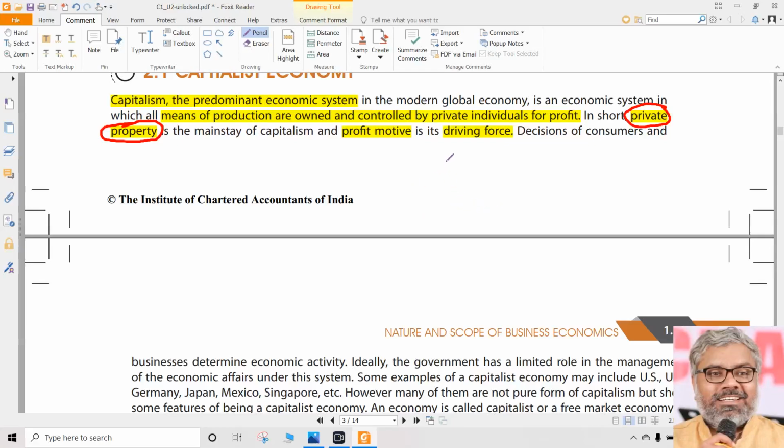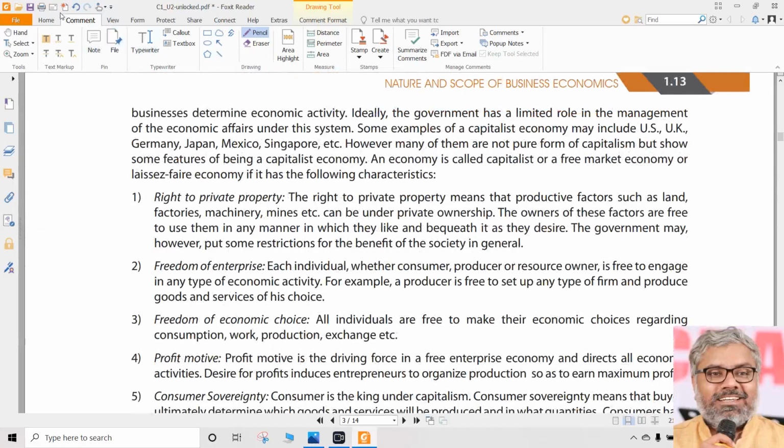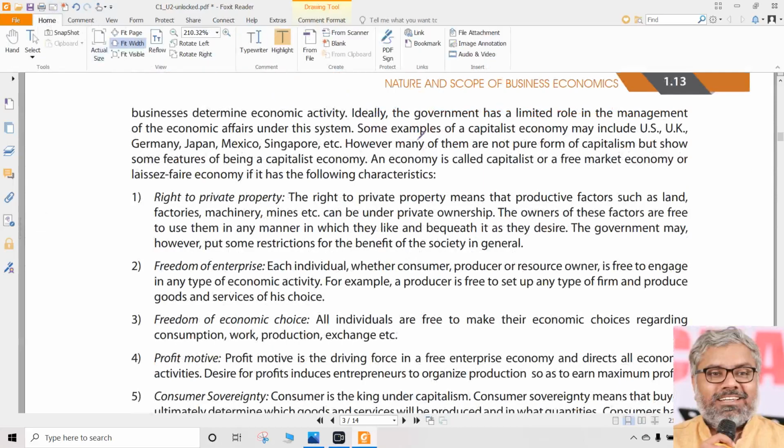So what is the basic thing related to capitalism? One thing is private property. Second thing is profit motive. These are the two major features of a capitalistic society, right? And what happens in capitalism generally? Who will determine the economic activity? The businesses will determine the economic activity. There is not much role for the governments.